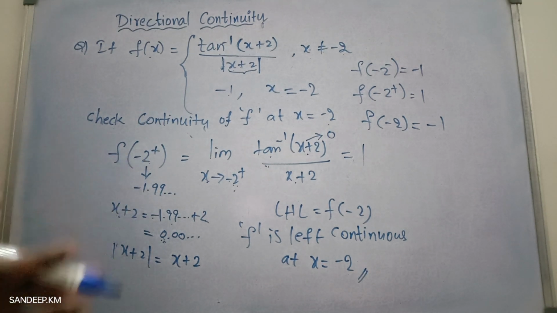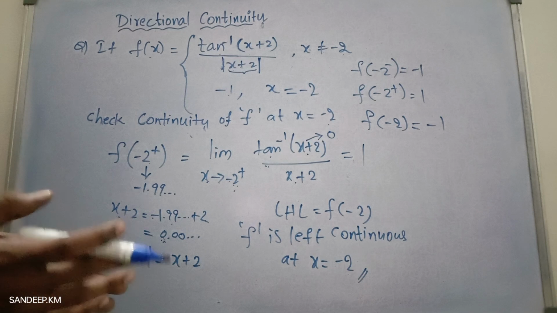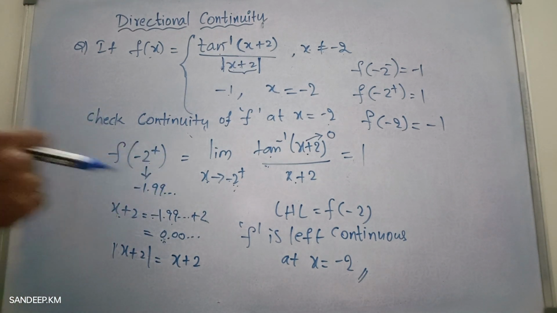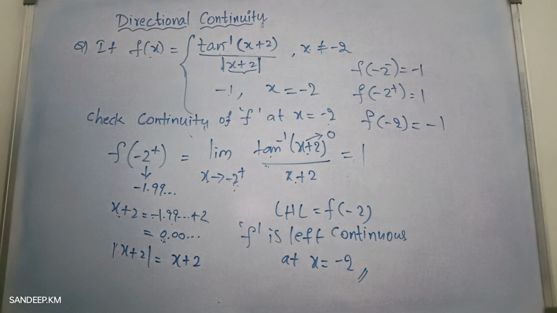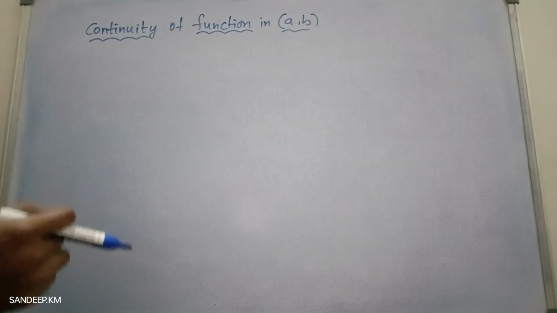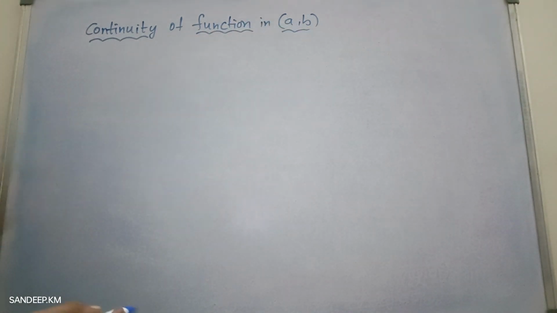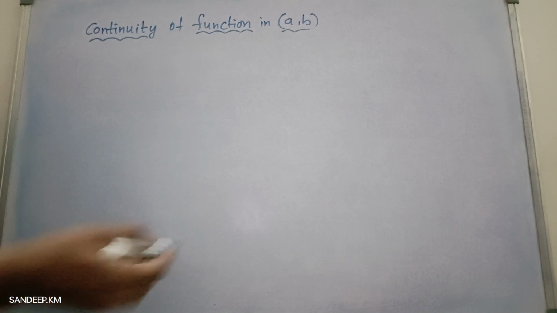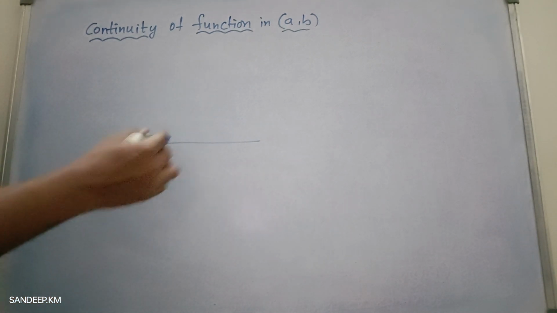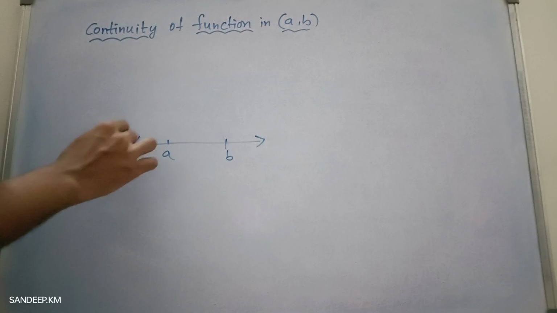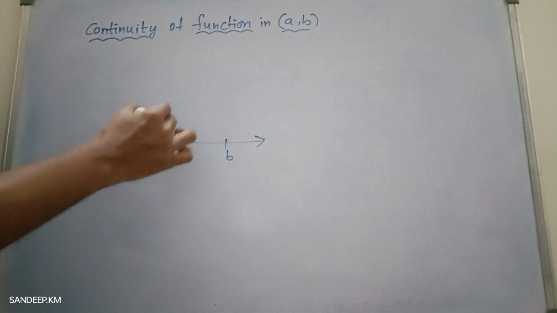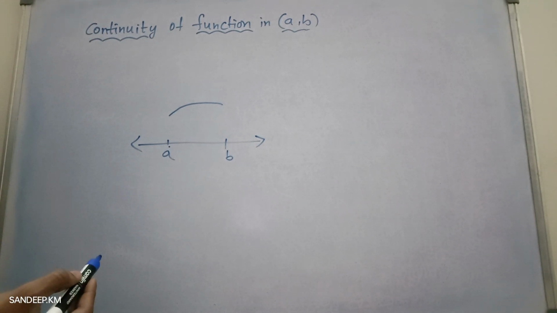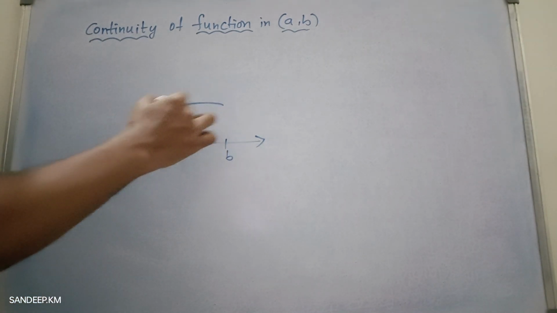Next, let us discuss the continuity of a function in an interval a comma b. So when can I say that a function is continuous in a closed interval a comma b? Okay, let us discuss that. First, let us discuss the continuity of a function in the open interval a comma b. So when can I say that a function is continuous in the open interval a comma b? Graphically you will understand even better. There are two numbers a comma b on the x-axis. So between a and b, you must be able to draw the graph of the function continuously without lifting the hand.